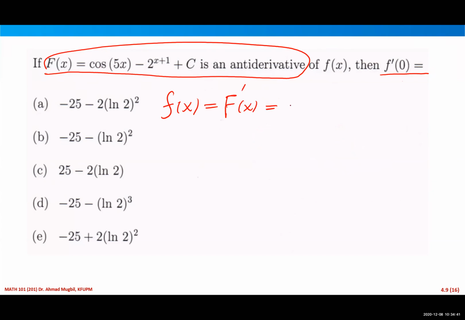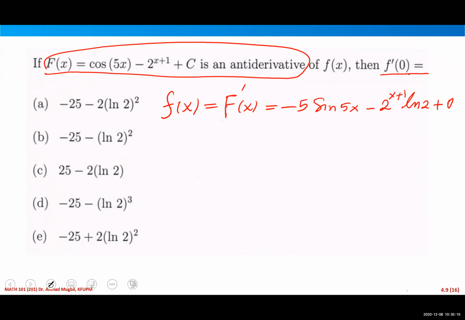Now what is the derivative of this? The derivative of cosine is negative sine 5x, and the derivative of 5x is 5. Here it is, so write it at the beginning. Negative 2 to the power x plus 1: its derivative is itself multiplied by the derivative of x plus 1. The derivative of x plus 1 is 1, multiplied by ln 2. Plus c. Do we have c here, Shabab? No, the derivative of c is 0, so plus 0. We are differentiating, Shabab.